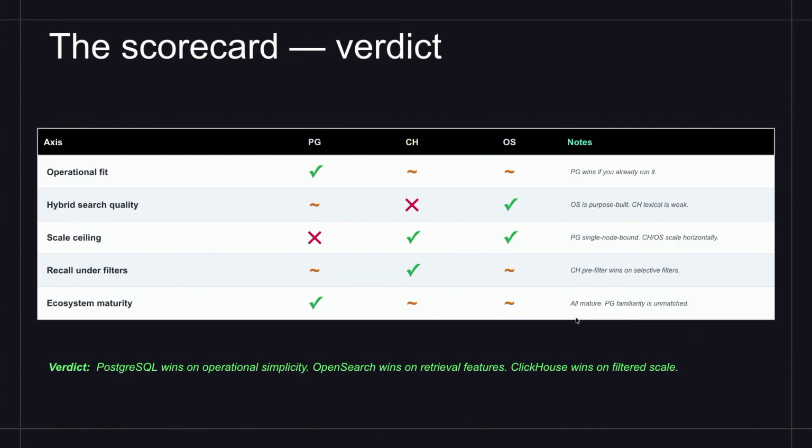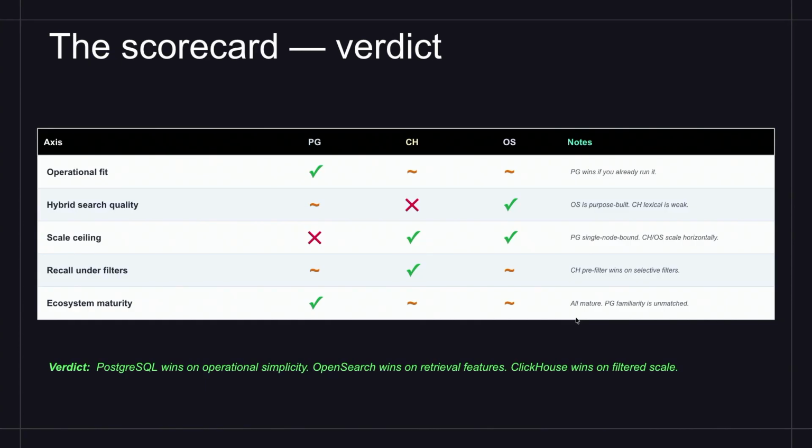So for operational fit, PG does fit better. For hybrid search quality, OpenSearch is purpose built for hybrid search, and ClickHouse is kind of weak in lexical search. Then scale ceiling: Postgres needs additional complexities for scaling horizontally. For recall and filters, ClickHouse does better because of the pre-filtering like I discussed earlier. And for ecosystem maturity, Postgres is familiar to most people, so it is a better option there.